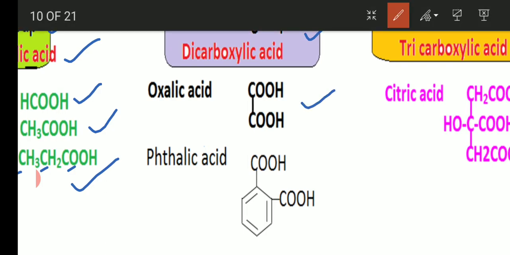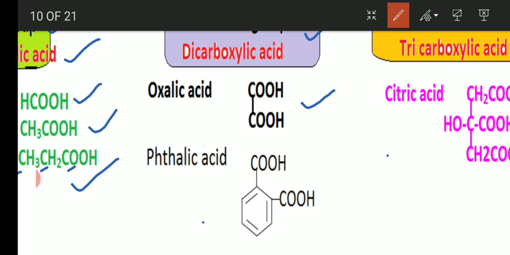Oxalic acid: two COOH groups are present and a bond is present between the two carbons. And one more, phthalic acid. Here also two carboxylic acid groups are present, in the ortho position on the benzene ring, and it is called phthalic acid. Now, while writing oxalic acid, COOH bond COOH, how to write? We shall see in the next slide.